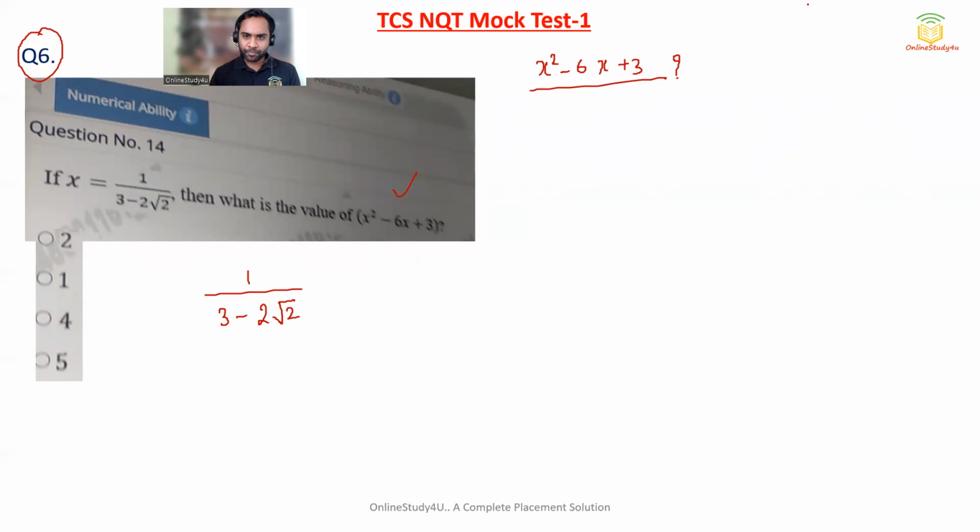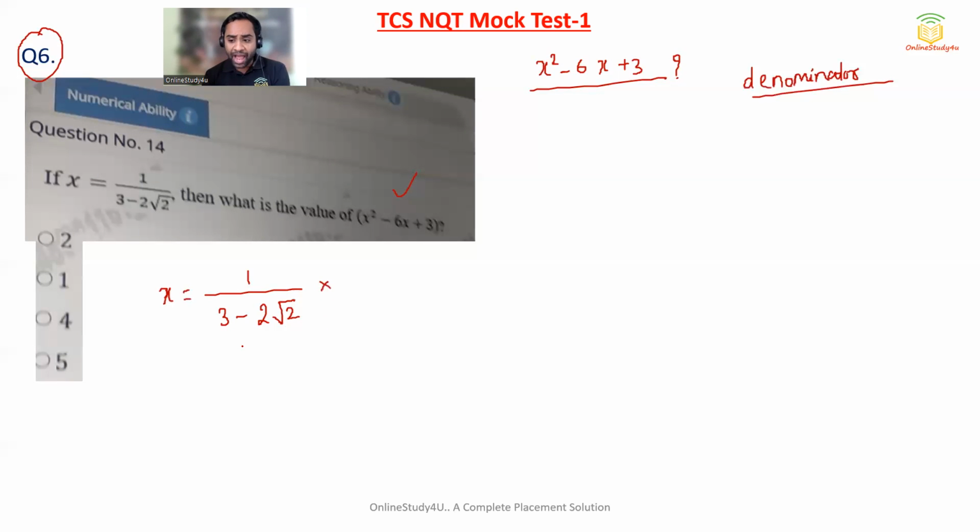Okay, so no problem. x has been given to you. My dear friends, whenever you get a square root in the denominator, you need to rationalize, otherwise you will not be able to solve the question. Keep that in your mind. How do we rationalize, sir?